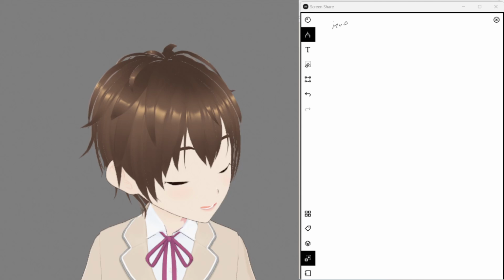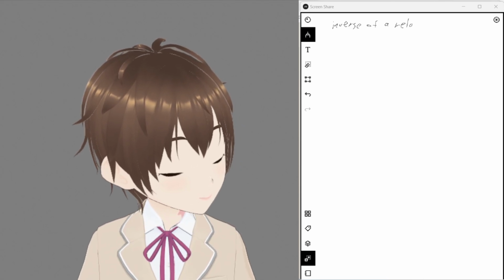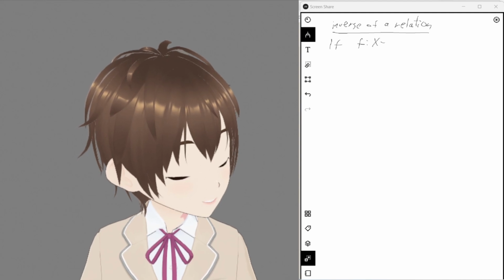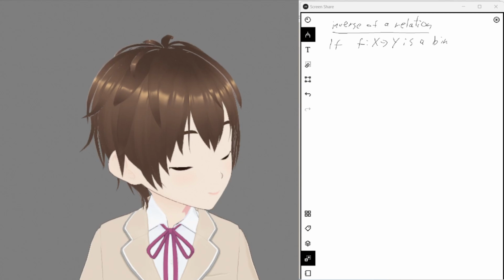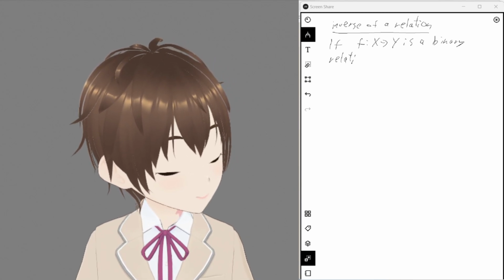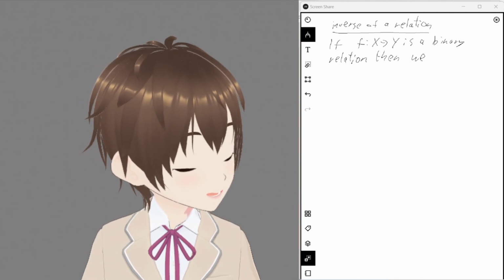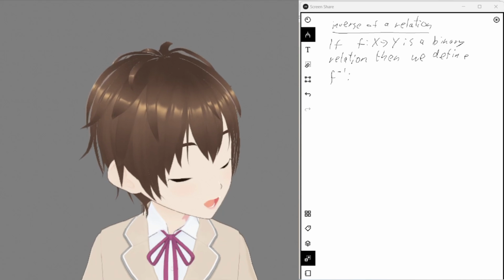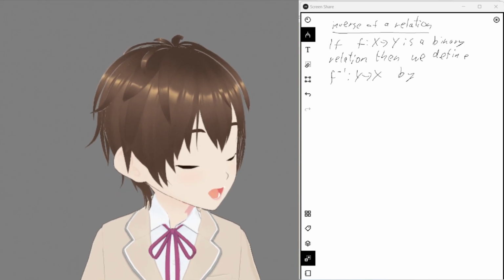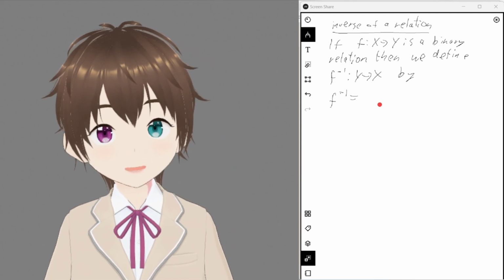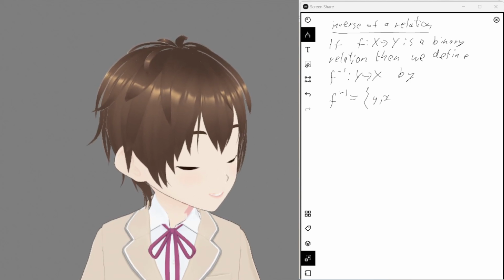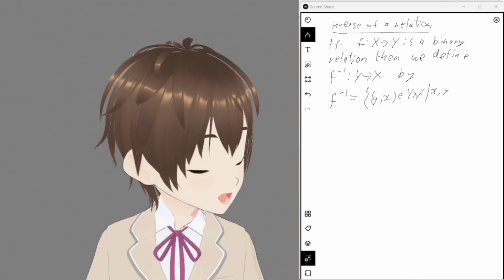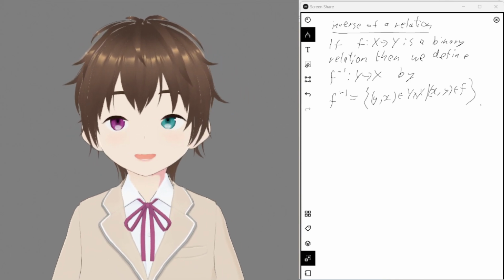So, inverse of a relation. If F from X to Y is a relation, then we define F inverse from Y to X. It's the set of pairs whose reverse is in F. So this is the set of pairs (y, x) in Y times X such that (x, y) is in F. This is well defined using the axiom of specification.